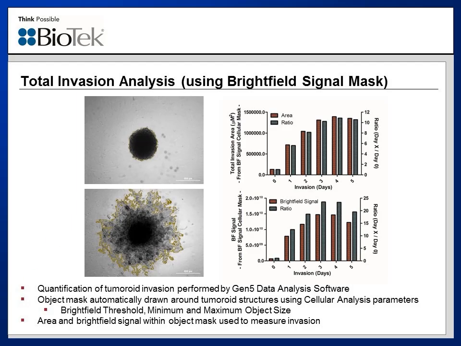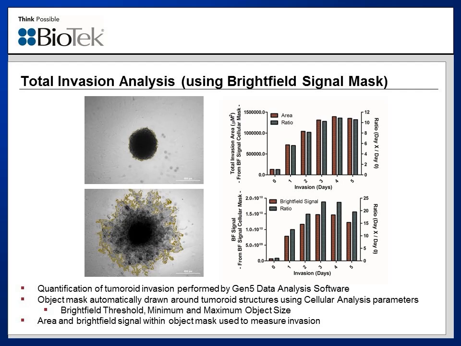So again, as I just mentioned, you're looking at the bright field images, and you see with the use of the object mask that the software draws around the object, meeting the criteria of the different parameters that were selected, and then from the data generated, we can then perform multiple different types of analysis.